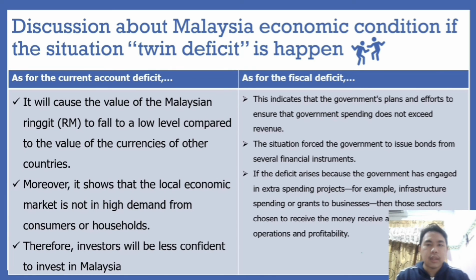Okay, now let's take a look at the Malaysian economic condition if the twin deficit situation happens. First, as for the current account deficit, it will cause the value of the Malaysian ringgit (RM) to fall to a low level compared to the value of the currencies of other countries. This is indirectly due to the high value of imports compared to the value of exports. Moreover, it shows that the local market is not in high demand from consumers or households. This proves that the economic situation of the country is in a bad state.